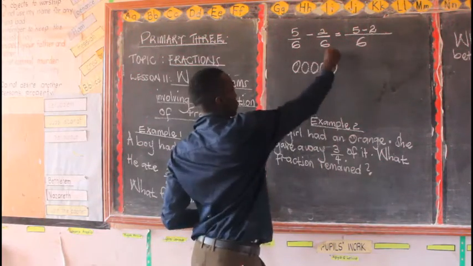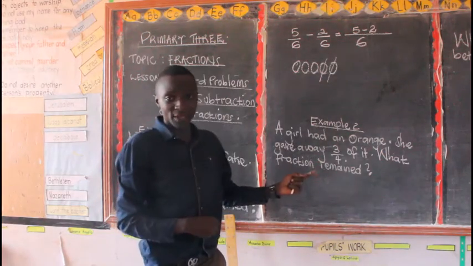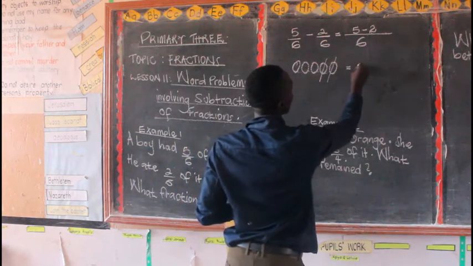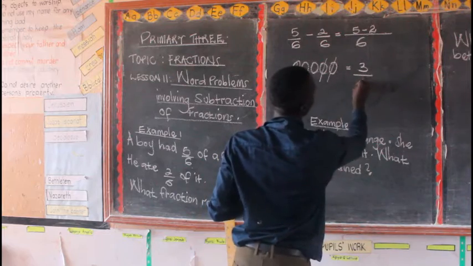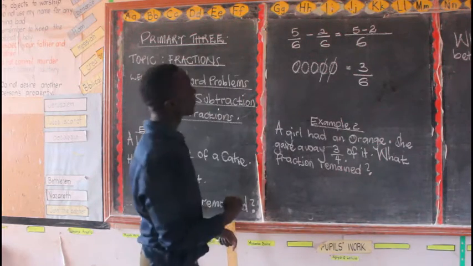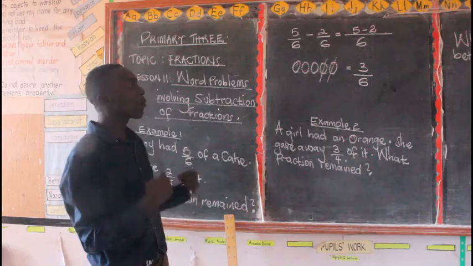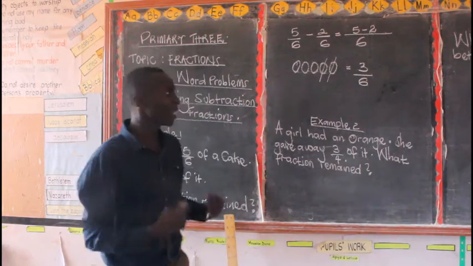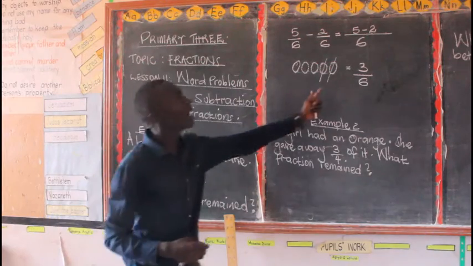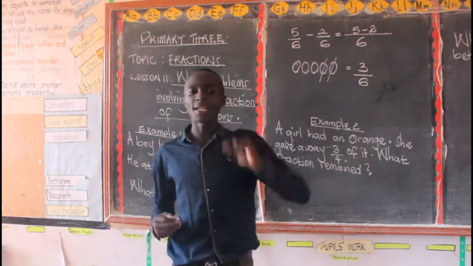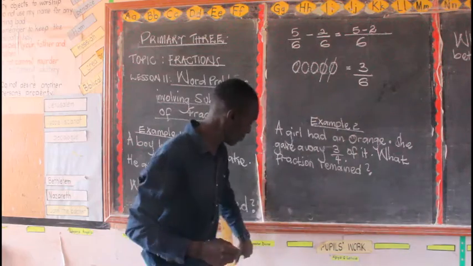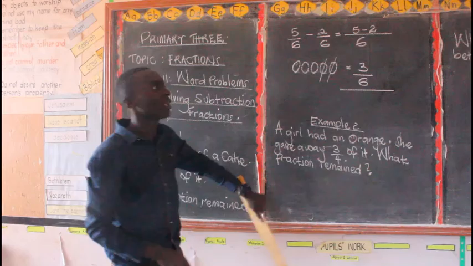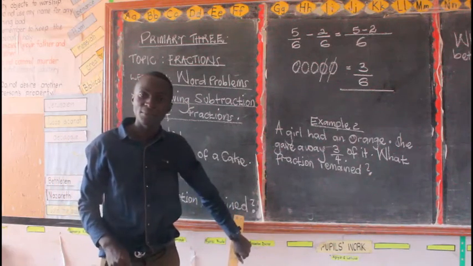Minus 2, we cancel 1, 2. What do you remain with? Let's count 1, 2, 3. So here we remain with 3 out of 6. That is our answer. What fraction remained? You can reply to this question by saying 3 out of 6 remained. This is our remainder. After getting it, you underline your answer properly.